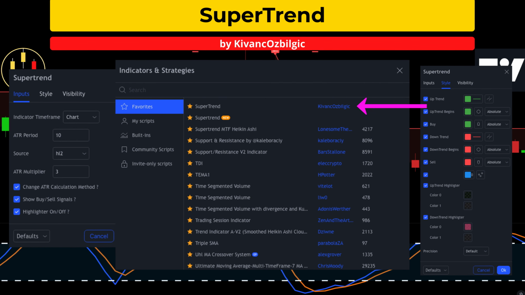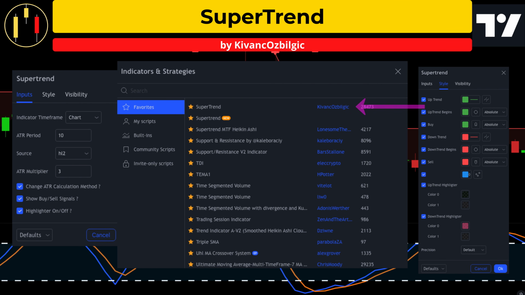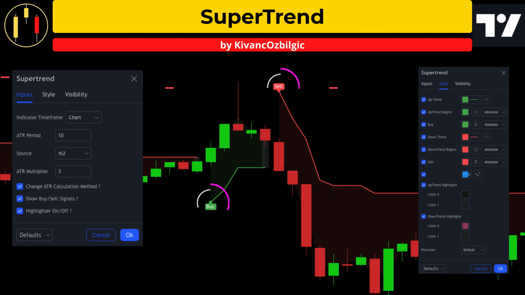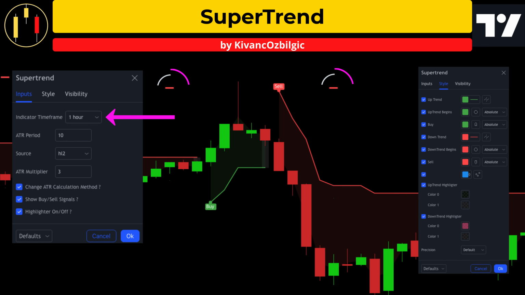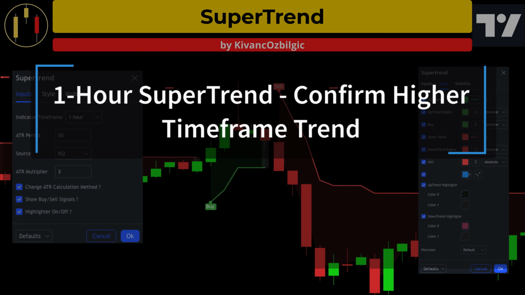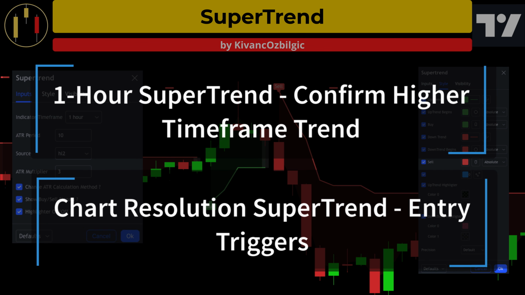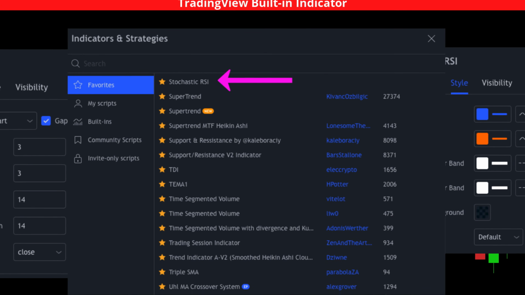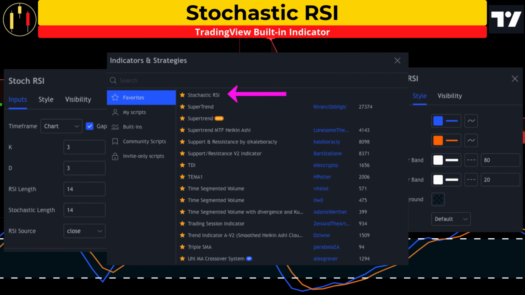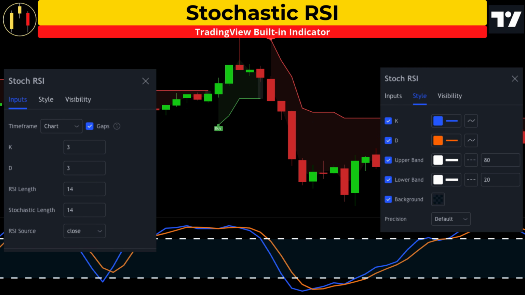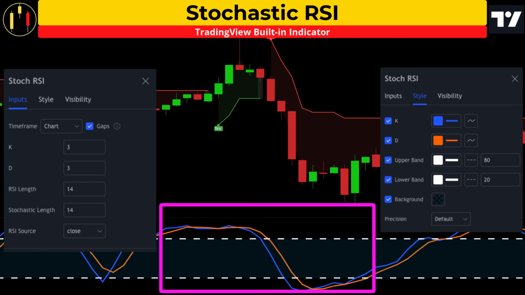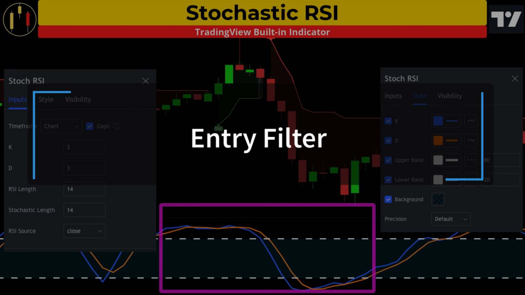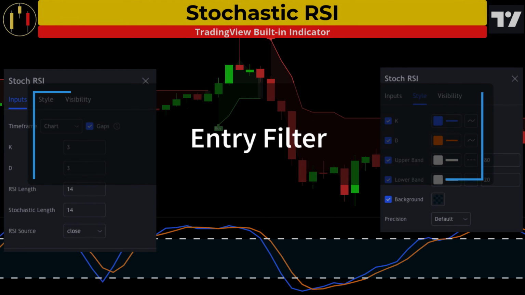The first set of indicators are super trends. The first super trend will be kept at default setting and style. The second super trend will be set to the 1 hour time frame and the style will not be changed. The 1 hour super trend will confirm the higher time frame trend, and the standard super trend will provide our entry triggers. The second free TradingView indicator is the stochastic RSI. Inputs and style will be kept at default. The stochastic RSI will be used as an entry filter.